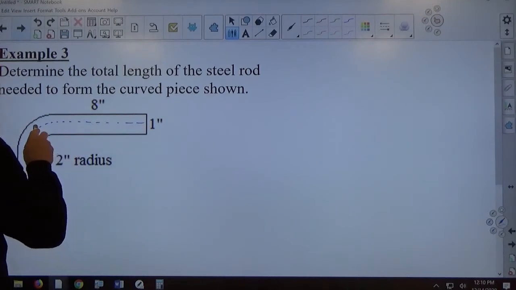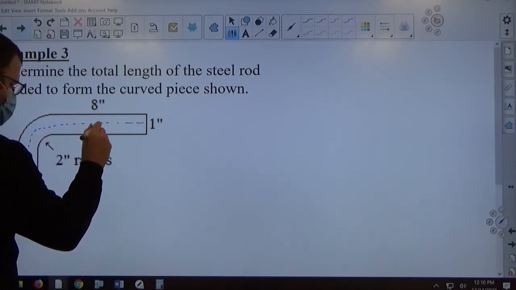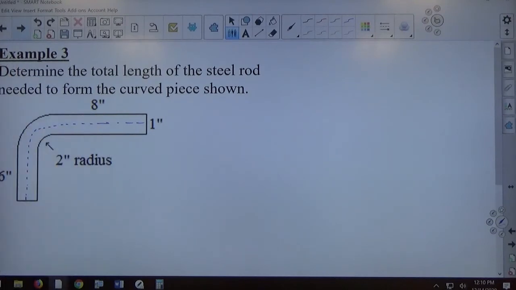Not a very good midline. It was good up for a point there, and that got a little bad. That's pretty good. All right, a midline. When we're bending rods, the midline is what we're going to be focusing on. I want to find the length of that piece there.